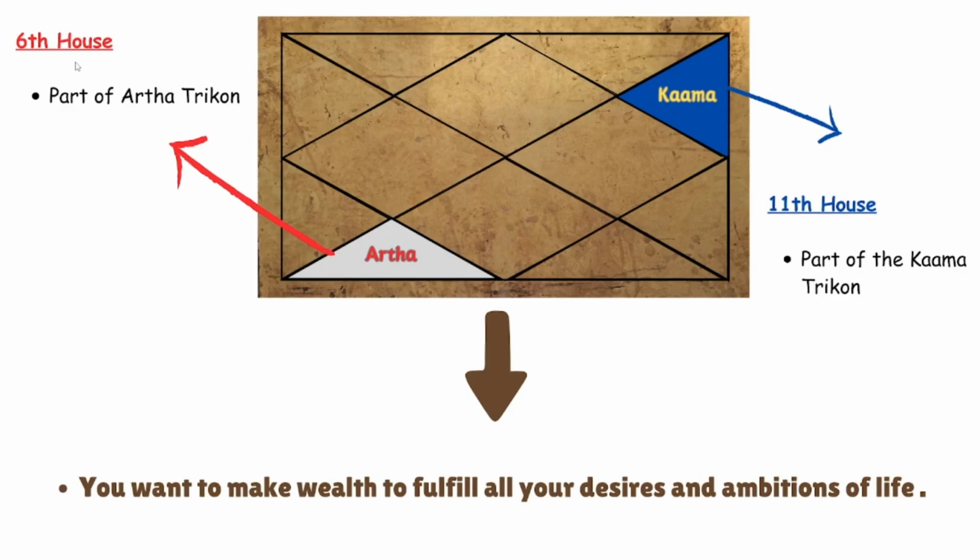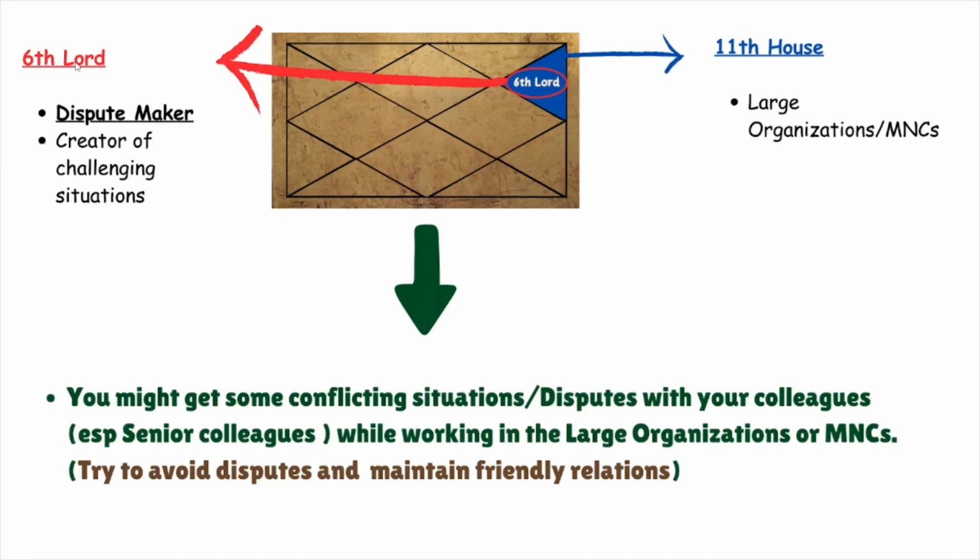The sixth house is part of Artha Trikon, and the 11th house is part of the Kama Trikon. Kama means desire, Artha means wealth. So with this placement you want to make wealth to fulfill all your desires and ambitions of life.